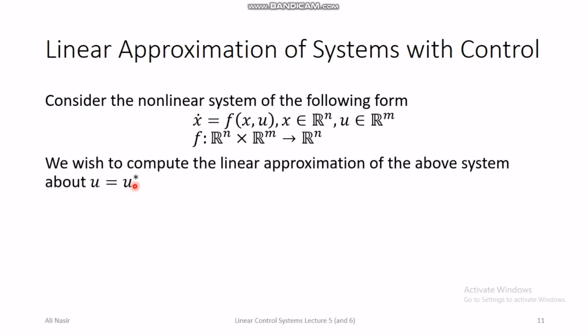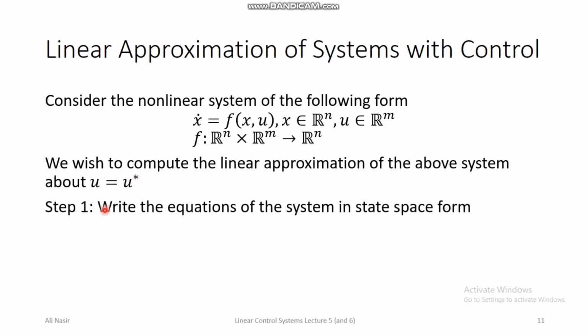We wish to compute the linear approximation of the above system about u. The trick in calculating the linear approximation of systems with control is that you assign the control input some equilibrium value, some value around which you want the control. In linear approximation, control will be 0 at u equal to u star, and the same thing will work. The control signal will have very little deviations about u equal to u star.